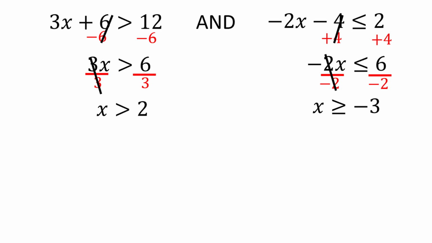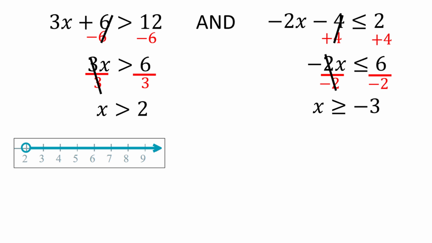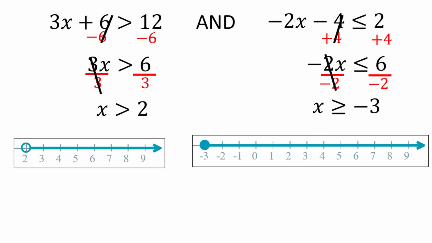Remember that when we divide or multiply an inequality by a negative number, we must flip the inequality sign, which is why the less than or equal to sign switched to a greater than or equal to sign in this step. Let's create the number line for each of our solutions. Here's the graph for x is greater than 2. We have an open circle at 2 to indicate we are not including the number 2, since we have a greater than sign. Here's the graph of x is greater than or equal to negative 3, which has a closed circle at negative 3 due to the greater than or equal to sign, indicating that we should include the value negative 3.